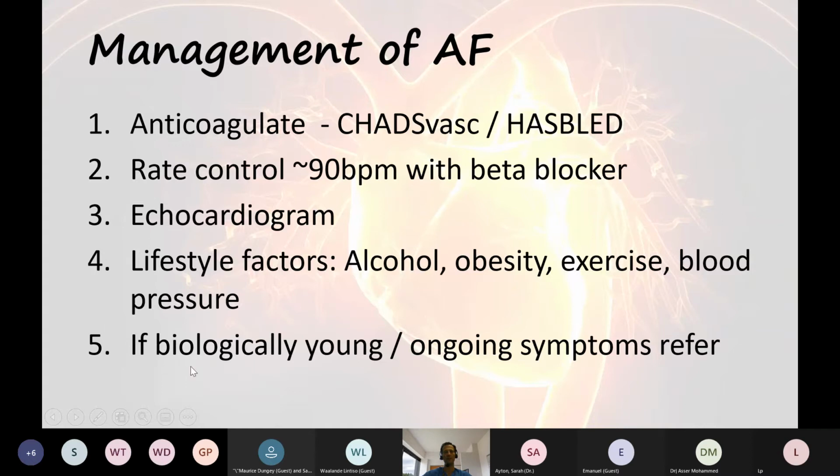But if they are symptomatically well and they're getting over the age of, say, I wouldn't have a strict cutoff, but say over 70, or they've got major lifestyle factors driving the atrial fibrillation, then for that patient rate control is absolutely fine. We do not need to try and cardiovert them back to sinus rhythm.